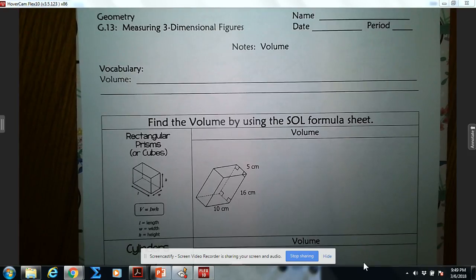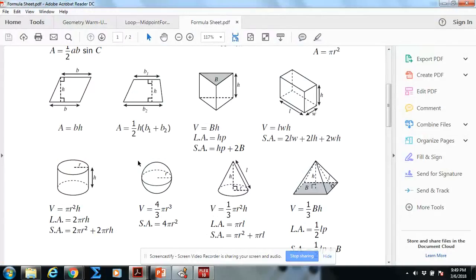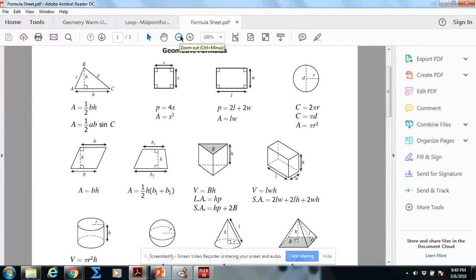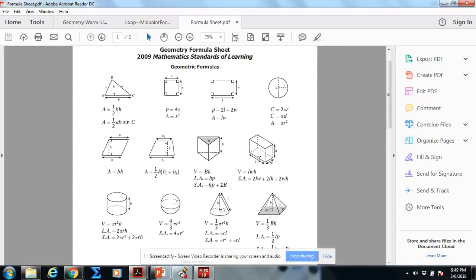Hi everybody, this is Miss Denton, and this is your last video in your G13 series. I know the other two videos have been pretty long. There's been a lot to talk about. We are studying all these formulas that the formula sheet gives us. We get all these formulas from the SOL formula sheet, and we have to know what to do with them.